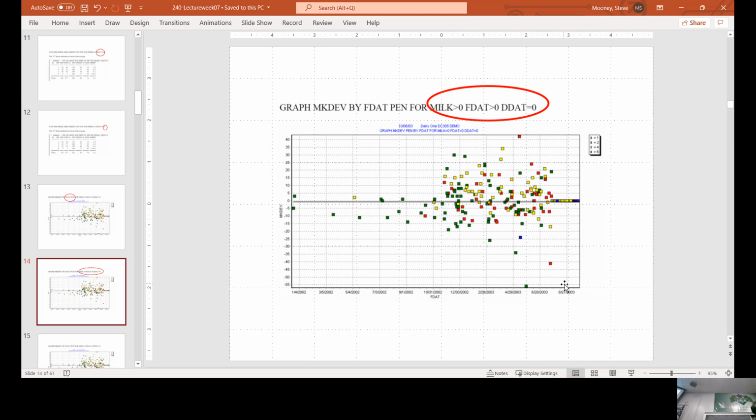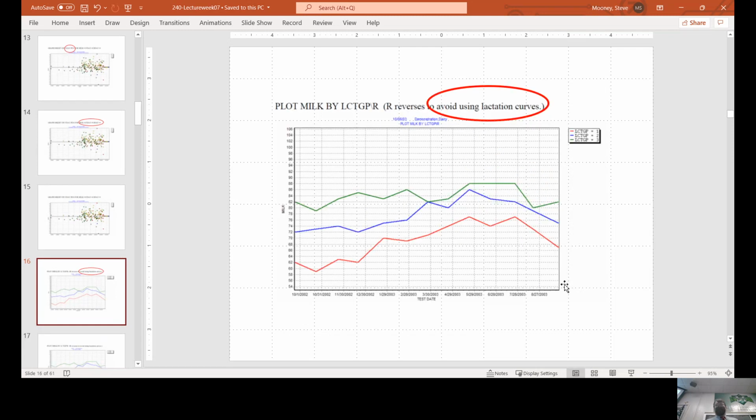So what's the difference between these animals and the animals above the line? We know that the ones on the line are performing as expected. Their predicted curve is they're falling right on that line. Another thing we might do is look at test day averages. So we've got 3 lactation groups. We're plotting their test day milks, and this R here allows us to plot the test day or days in milk.